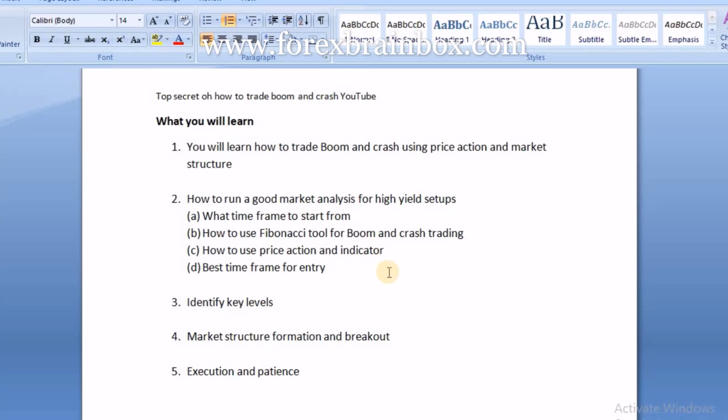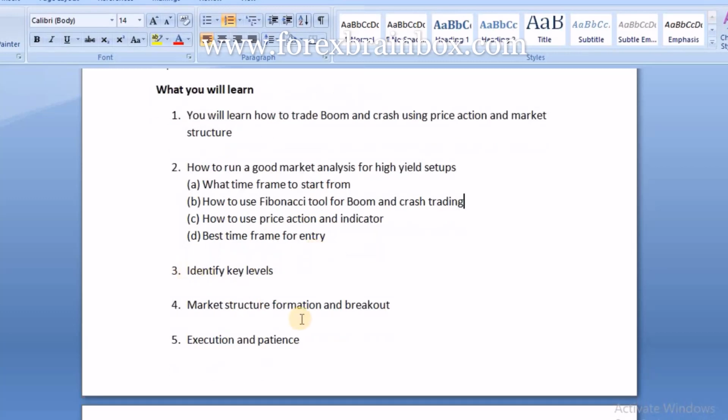If your market analysis is wrong, you always make wrong trades. So that's the best time frame to use after market setup and market analysis. Three, we are going to learn how to identify key levels in trading.